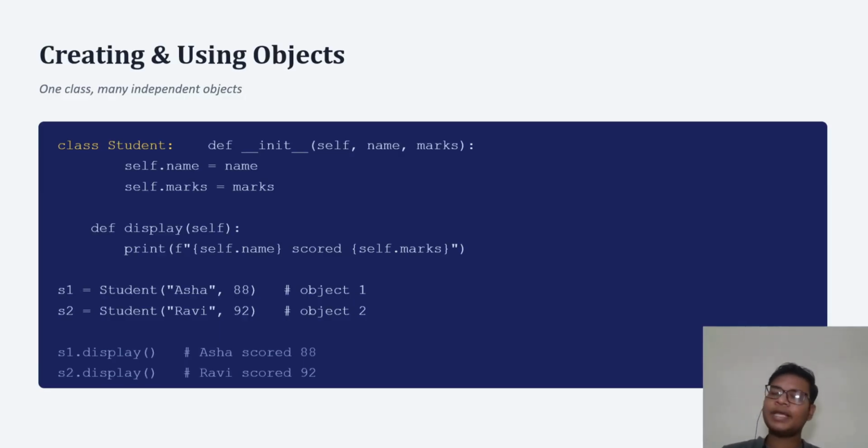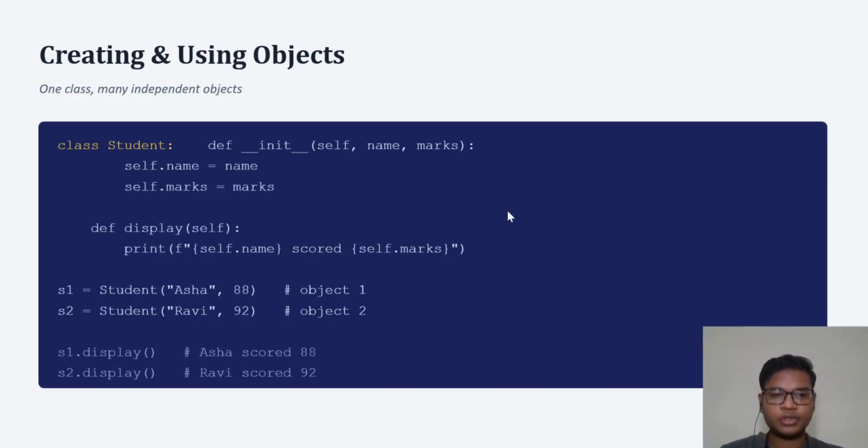One class, many independent objects. Always remember, we create one class, and after that we can use it to create many independent objects. Okay, so let's talk about all these things. We have already done this: class Student, with the attributes and the method. All done. Now we create an object. Let's create the object.